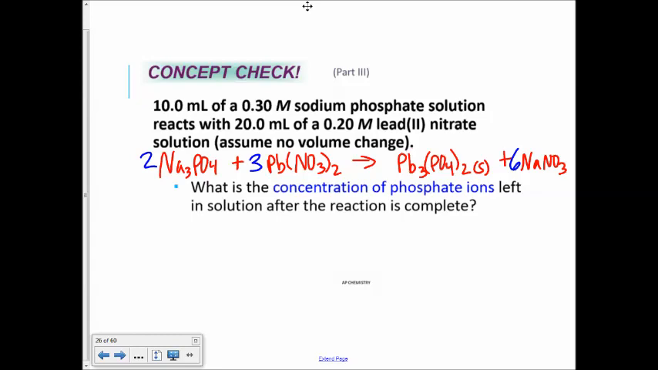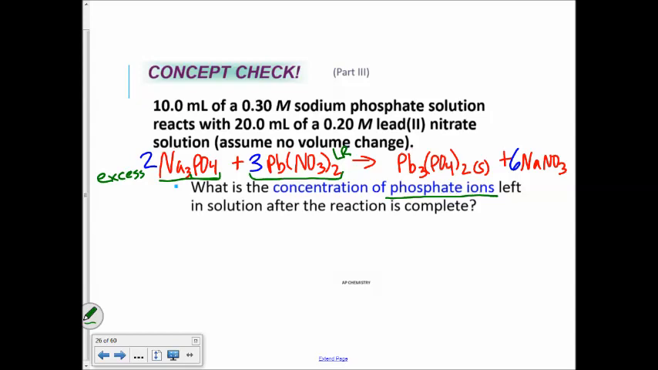But we figured out that the lead 2 nitrate, this was our what? That was the limiting reactant. Good. That means over here, this is going to be the excess. So when we're looking at the concentration of phosphate ions, this one is part of the excess. Not all of the phosphates are going to get used up and fall to the bottom to precipitate. We have to figure out how much is left over floating around in the water and then divide it by the new volume to get its concentration.